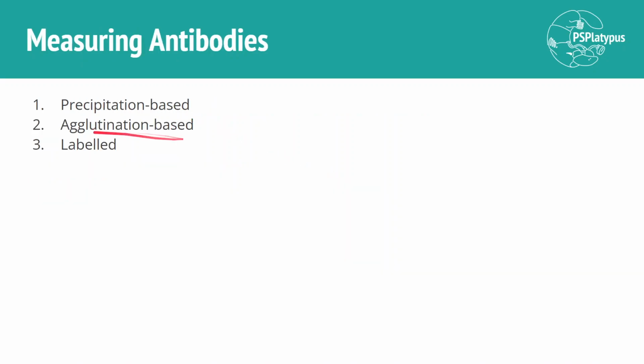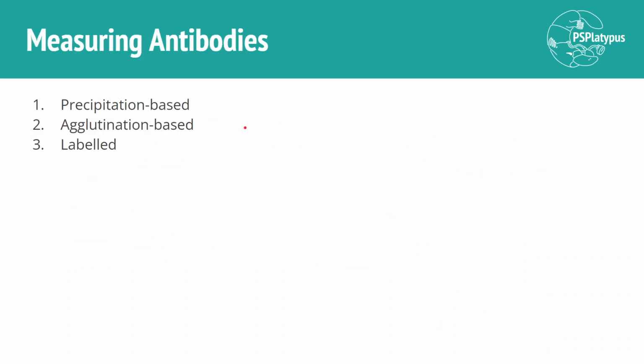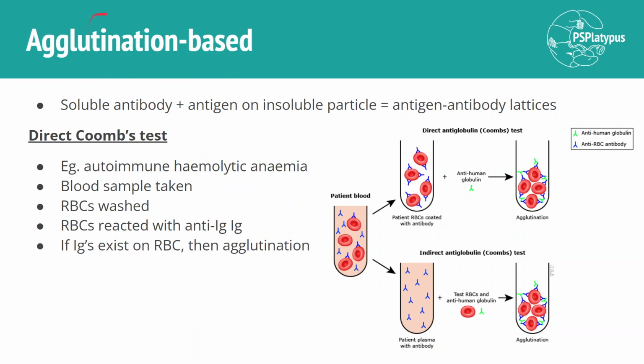The second one we're going to talk about is agglutination-based measurement. This is actually important to know what the Coombs test is. So the difference between agglutination and precipitation is that in agglutination, we have the antigen on the surface of an insoluble particle and an antibody, which eventually forms these lattices, which causes agglutination basically.